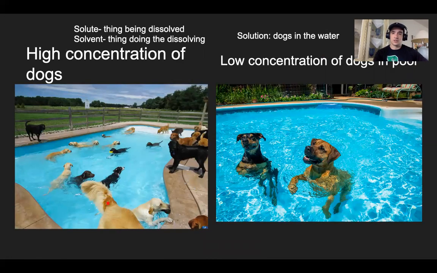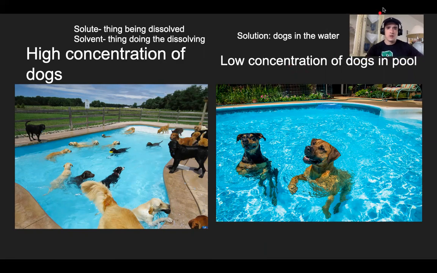Okay, so let's look at dogs in a pool. So I don't have a dog, but I want one. All right, so solute, the dogs aren't being dissolved, but we can still use this example. So the solute would be the solid. The dogs are going to be the solute. The solvent's the thing doing the dissolving. The liquid carrying the dogs is going to be the pool water, and the solution is going to be the dogs in the water.